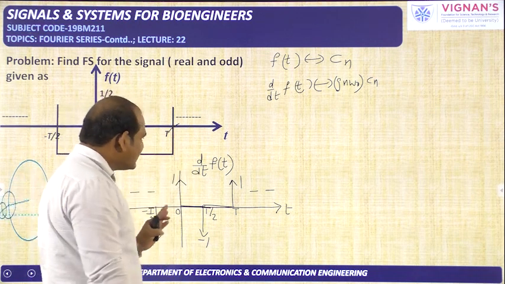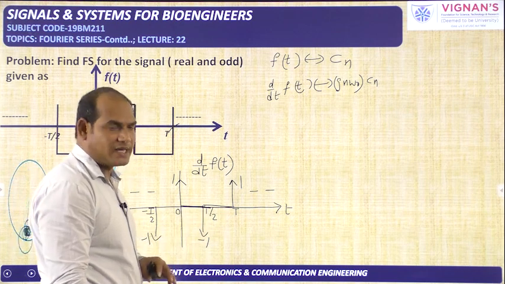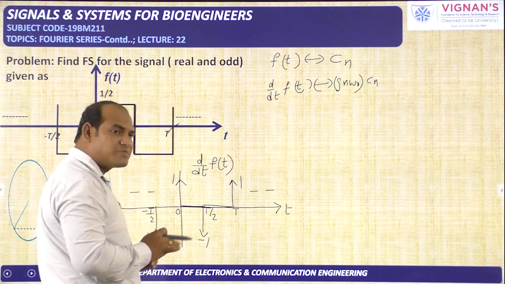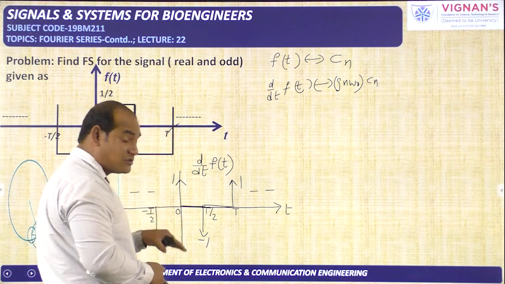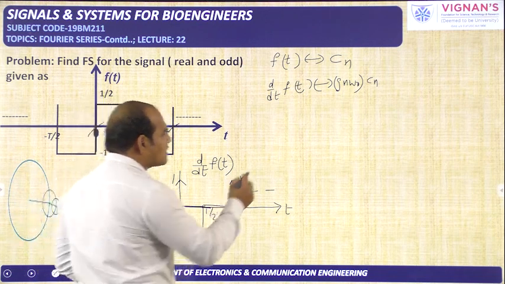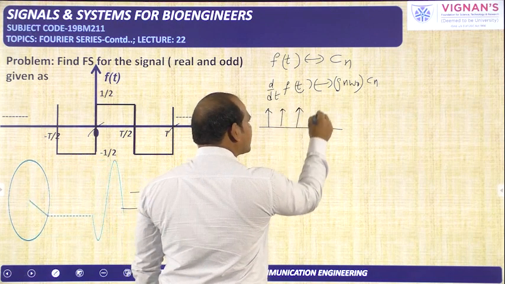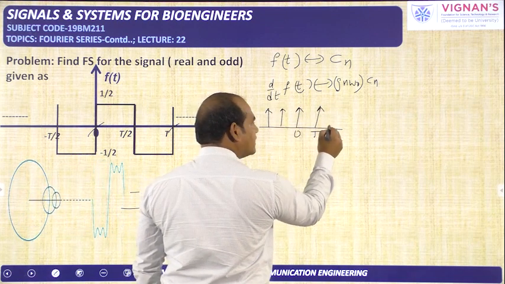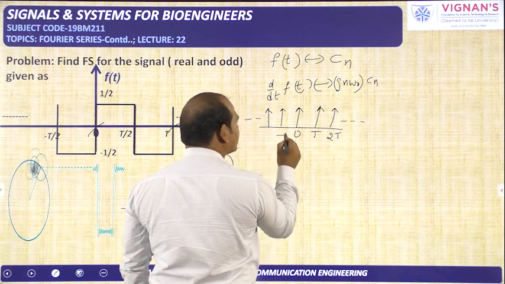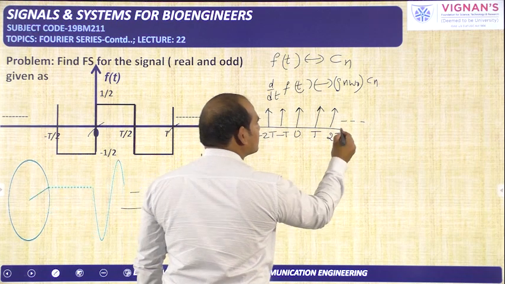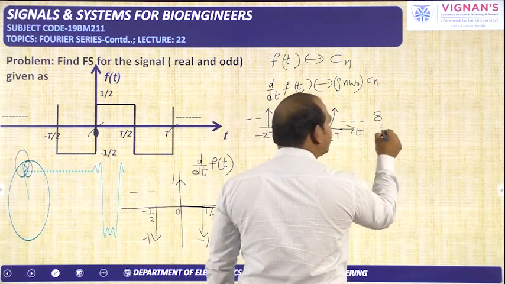So if you see this d/dt of f(t), what we did for our previous problem, the same thing we will apply. Here two types of impulses are there, one above the x-axis, another below the x-axis. For the impulse train, for example, if the impulse train is like this, at 0, T, 2T, -T, -2T, it is generally represented with delta_T(t).